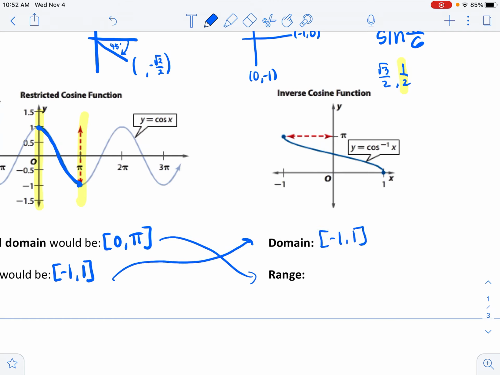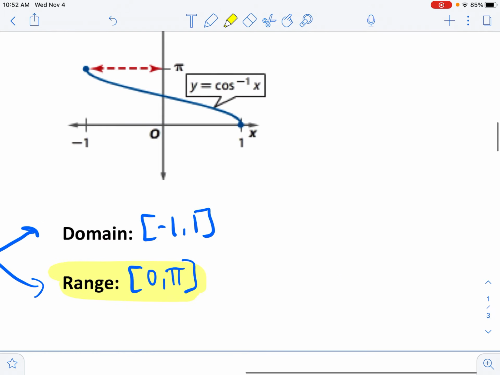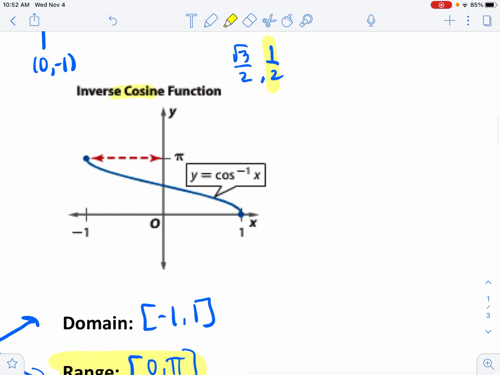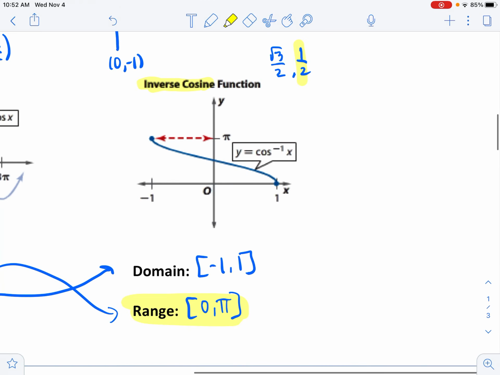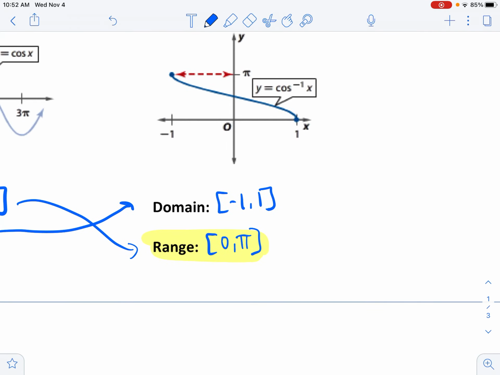So we're going to switch x and y. So we're going to switch the range and the domain. So my domain is in between -1 and 1. And my range is in between 0 and pi. What does this mean? The very important part is knowing this. So if I give you cosine inverse, I can only say cosine inverse of, and then it has to be a number in between -1 and 1. So if I said cosine inverse of 6, it is not possible. If I give you a number in between -1 and 1, you're going to have to give me an answer in between 0 and pi.